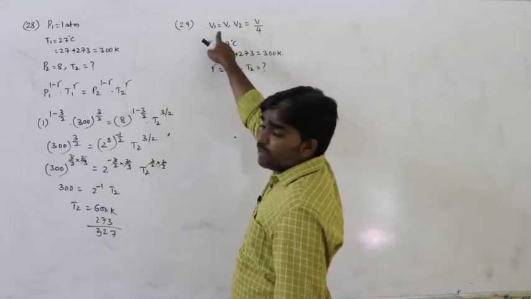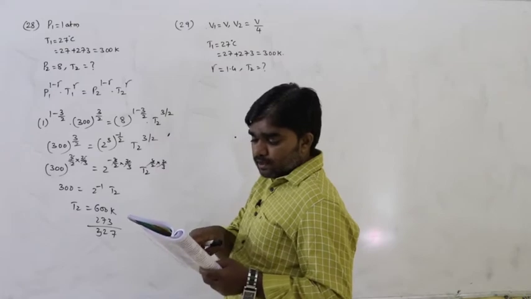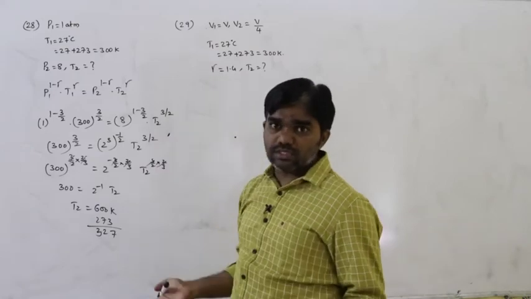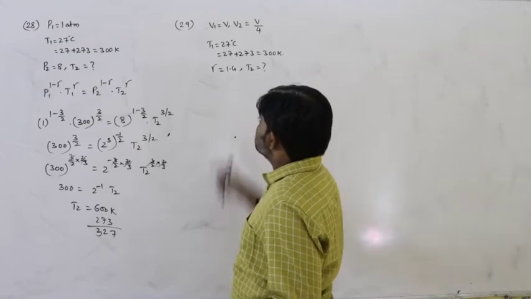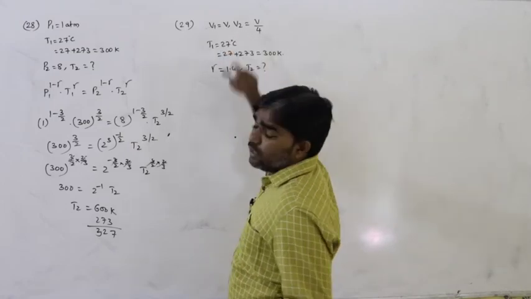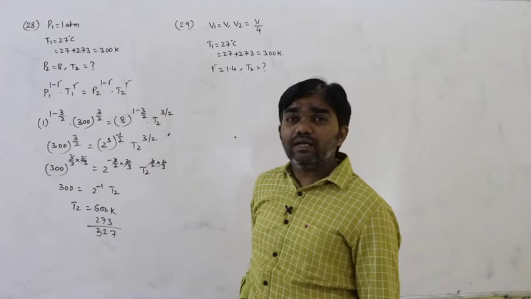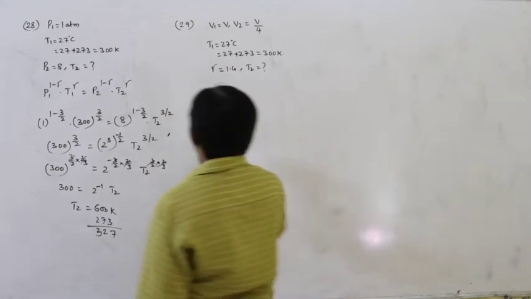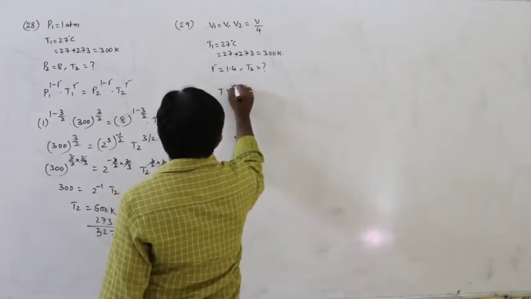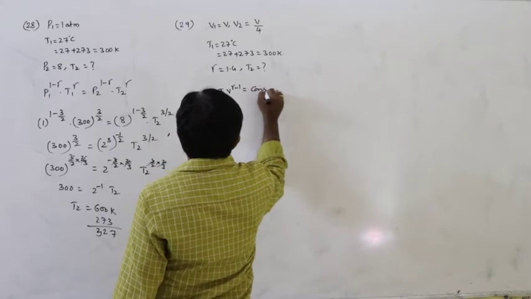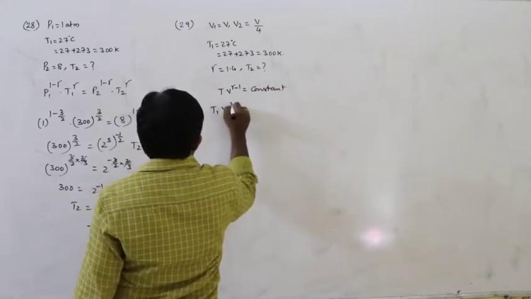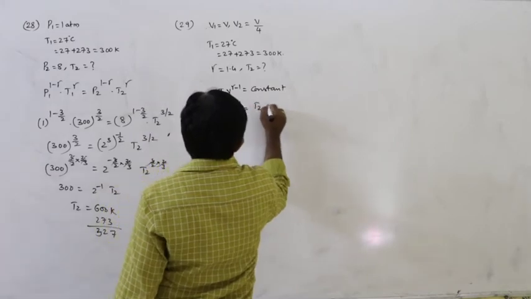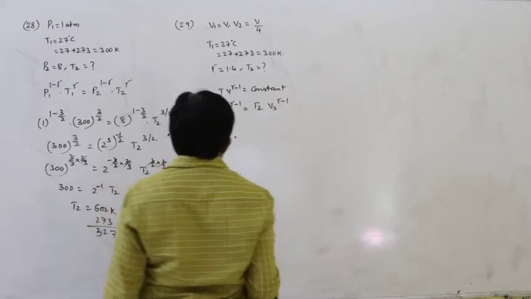So this is an adiabatic process, given that it is reduced adiabatically. The variables here are volume and temperature. So what is the adiabatic relation between temperature and volume? That is T V power gamma minus 1 is equal to a constant. So T1 V1 power gamma minus 1 is equal to T2 V2 power gamma minus 1.